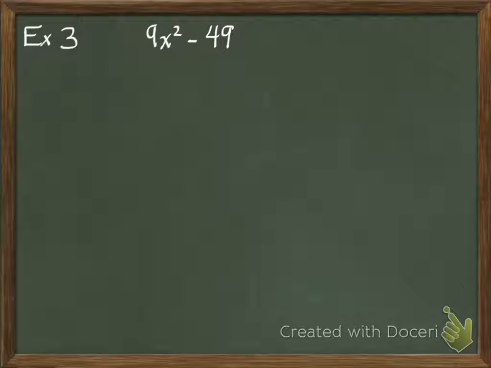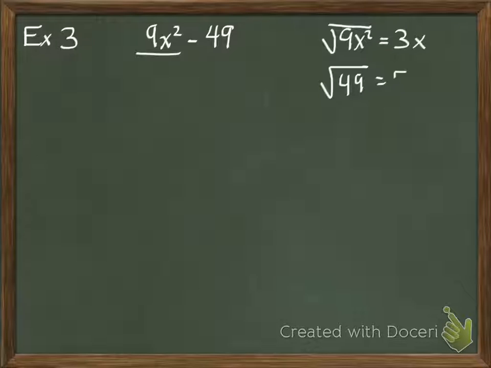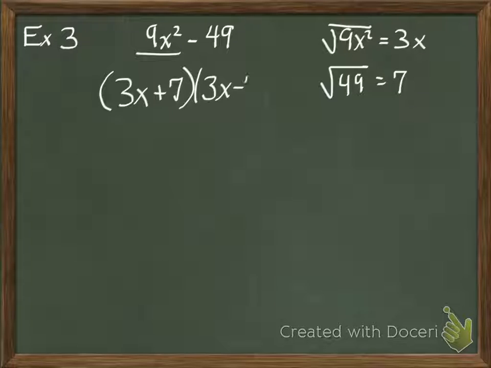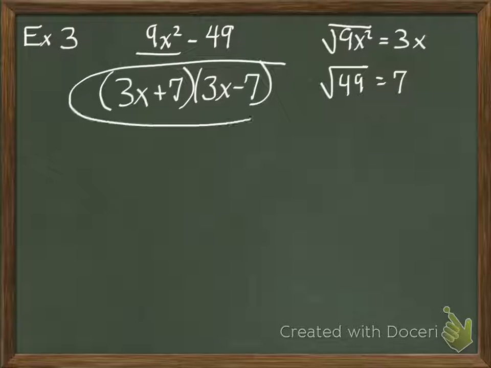Again, one more time. On this one, there's not a common term to factor out between the two, so I'm going to go to the square root. Square root of 9x squared is 3x. Square root of 49 is 7. And so we have 3x plus 7 times 3x minus 7. That's my answer.